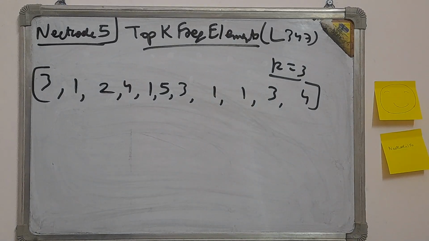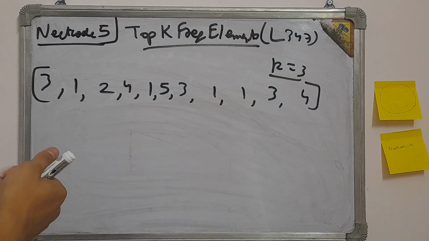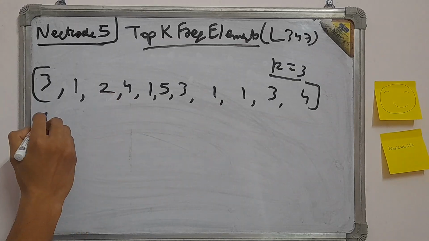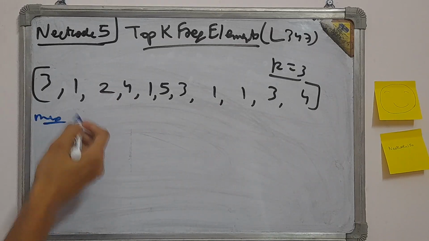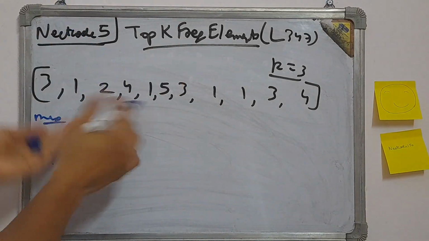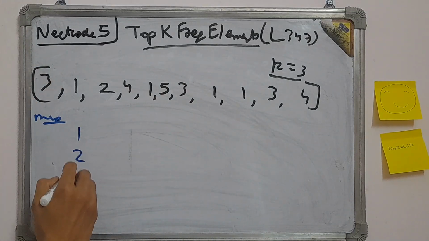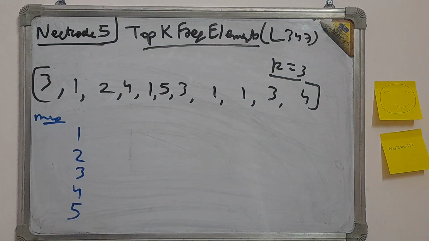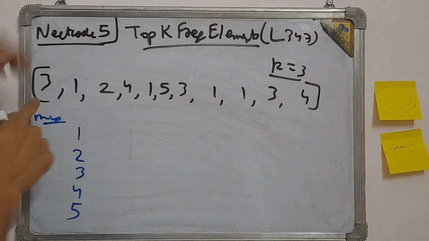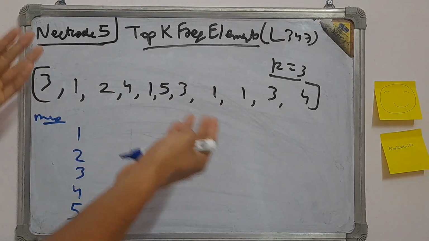So how to do this? First we will obviously make a frequency map. So let's make the map. The keys will be the elements and the value will be the frequency. So we have 1, 2, 3, 4 and 5. In one loop we can just make the frequency map, as we have done in previous questions also.